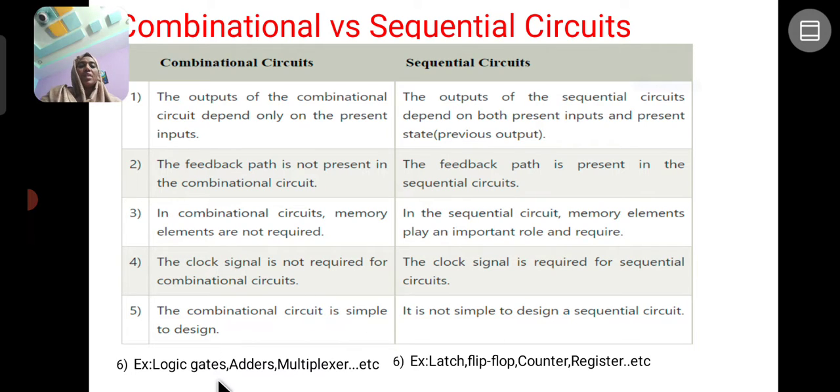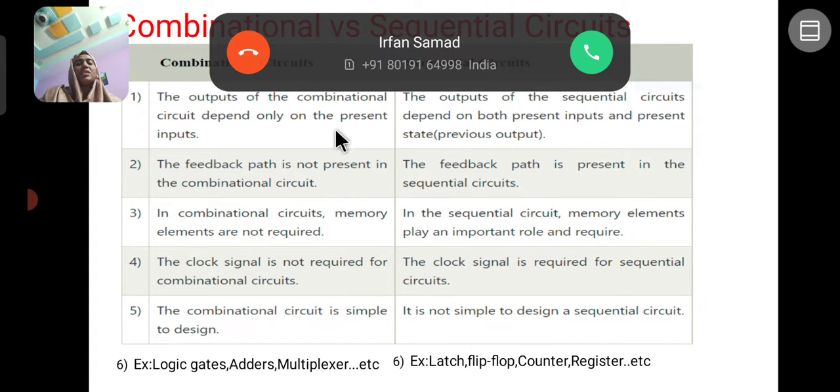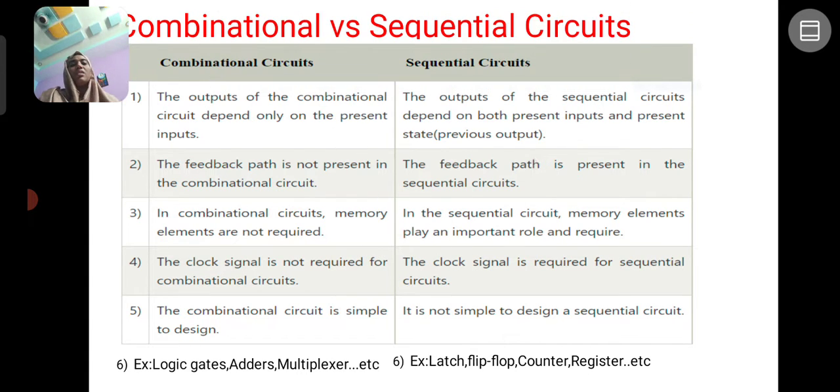These are some examples of combinational circuits. Every digital circuit's basic building block is the logic gate, and adders, multiplexers, decoders, encoders are some of the examples of combinational circuits. For sequential circuits, examples are latches, flip-flops, counters, registers. These are the main six differences between combinational circuit and sequential circuit.